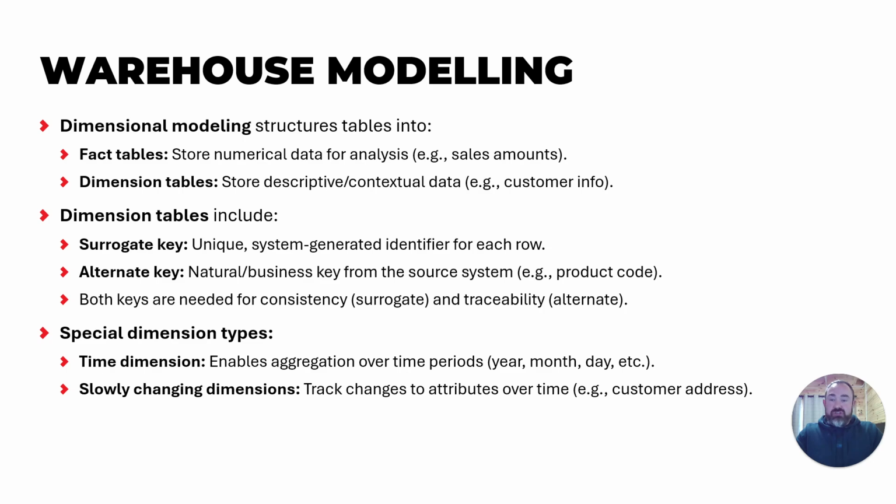A dimensional modeling structure structures your tables into fact tables and dimension tables. Dimension tables should include a surrogate key, which is unique, a system generated identifier for each row, and an alternate key, a natural business key from the source system, like a product code. Both keys are needed for consistency and traceability. Special dimension types, we've got time dimension, which enables aggregation over time periods, year, month, day, and slowly changing dimensions, which tracks the changes of the attributes over time.